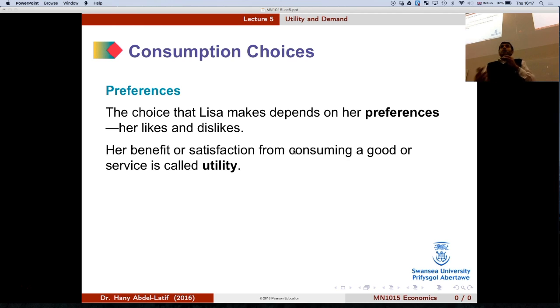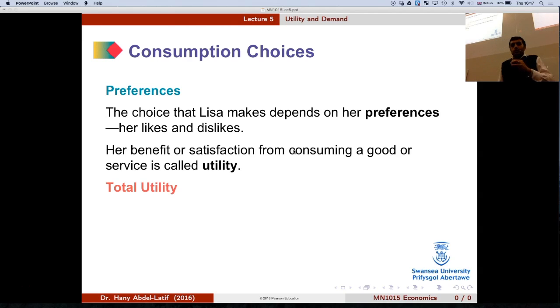And in economics, we call this utility. In this lecture, we'll assume that we can measure this utility. So if I ask you, if you drank a bottle of water, how many units of utility this will give you, you should be able to tell me. I'm not going to ask you, but let's assume that you can. We'll give it some numbers, just to understand how Lisa will make a choice, how she will decide at the end how many movies she will watch and how many sodas she will buy.